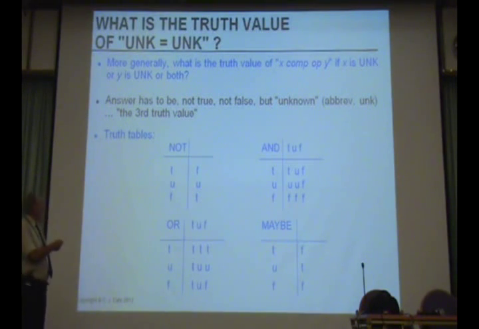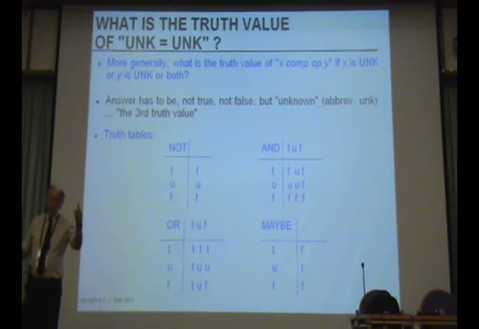So this is why it's three-valued logic, and here are some of the truth tables for this logic. First of all, not, of course, converts a true to a false and a false to a true. Not unknown is still unknown. That sounds a little strange in natural language, but it's correct, because is UNK greater than 3? Don't know. Is UNK less than or equal to 3? Also don't know. So not unknown is still unknown.